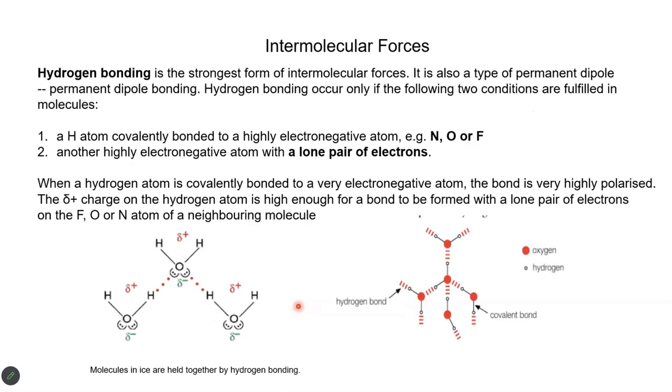We are talking about intermolecular forces, and the third one is hydrogen bond, which is the strongest form of the intermolecular forces. How does it happen? Two conditions we have to have. One is the covalently bonded molecule must have a hydrogen atom. And then it must also have a highly electronegative atom. The highly electronegative atoms are nitrogen, oxygen, and fluorine.